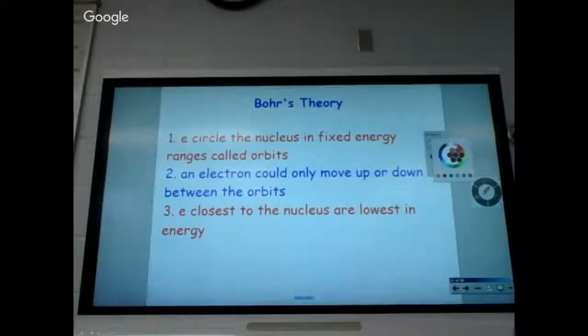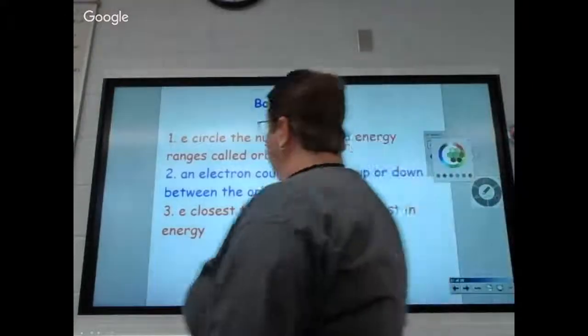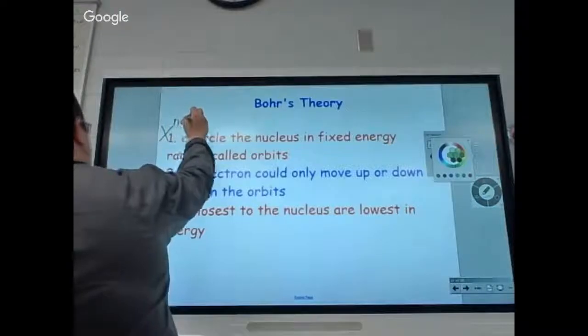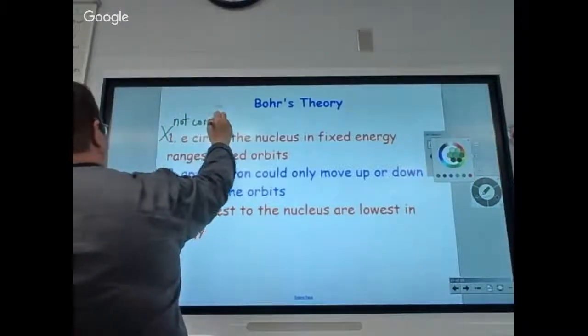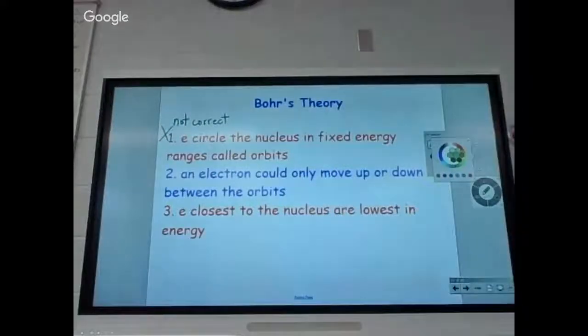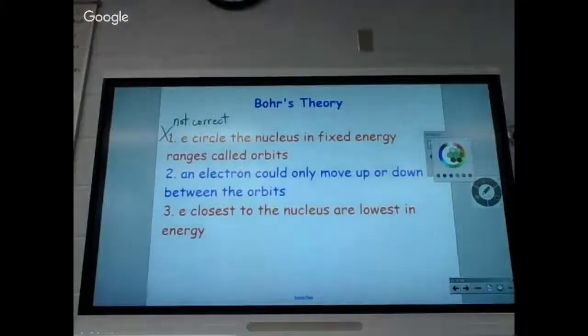Now, this part is not correct. The orbits part, not right. It's been updated by a guy named Schrodinger that we'll talk about tomorrow. That piece is not correct.